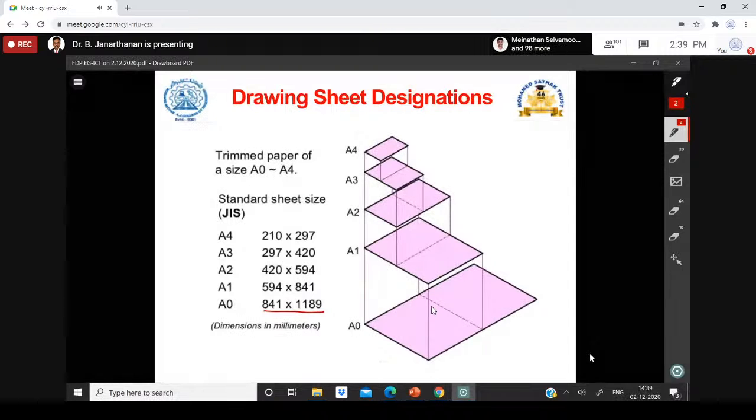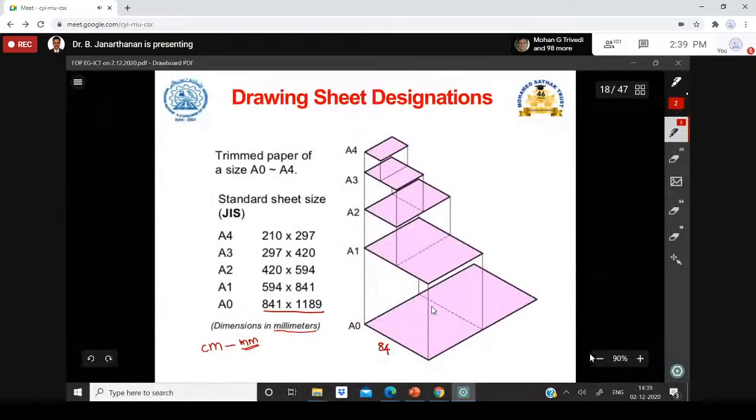The students who have come from school might think only in centimeters. Now this is the time to think from centimeters to millimeters. We will be talking only in millimeters most of the time in engineering drawing. So you have to think of the units in millimeters. So this is the size of the drawing sheet designated as A0, 841 by 1189.